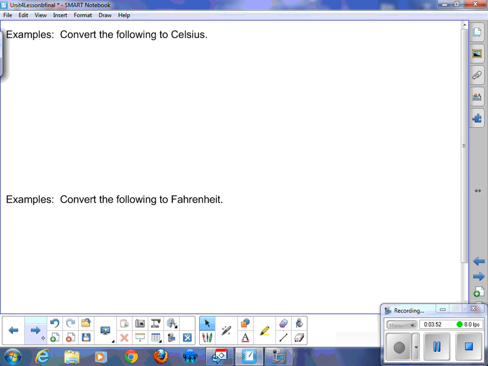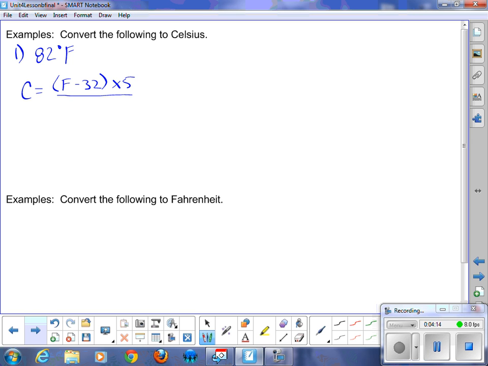All right. So we're going to do 2 examples here. Convert the following to Celsius. Let's say you are across the border, you read a sign, and it says it's 82 degrees Fahrenheit. What is it in terms of Celsius? Well, you know the formula, given on the previous page: multiply by 5, divide by 9. When you do this, make sure you do your brackets first, then your multiplication, then your division.